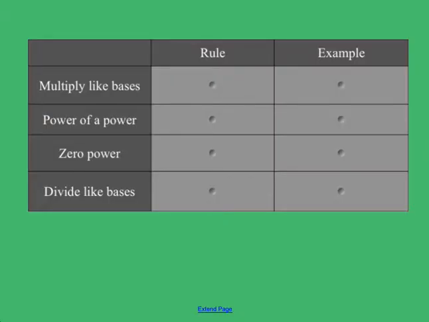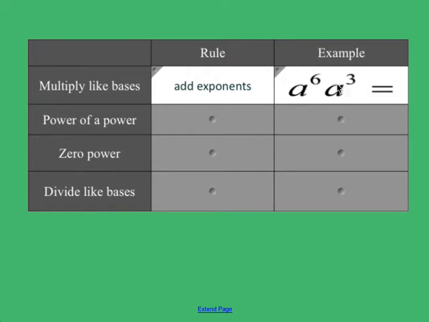So let's take a look at our rules of exponents. First of all, when you multiply like bases, you need to add the exponents. Please make sure you're actually filling out this chart. So what does that look like? When you have a to the 6th times a to the 3rd, you're going to add those exponents to get a to the 9th. That's all it is. When you multiply things that have the same letter on the bottom, you add the exponents up top.